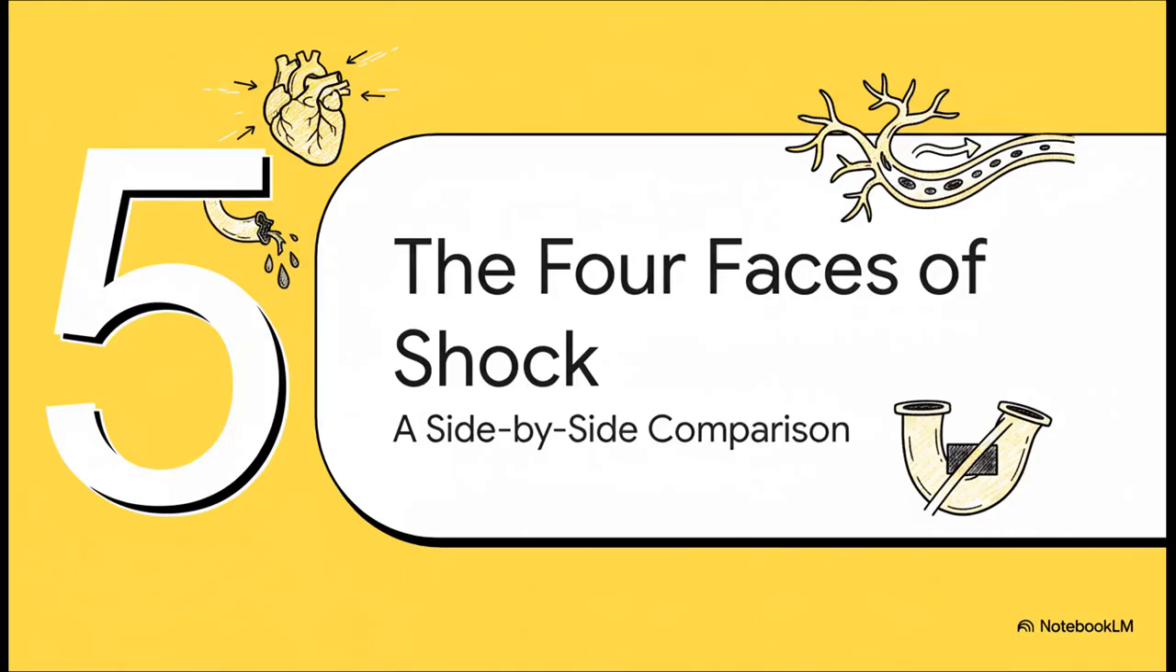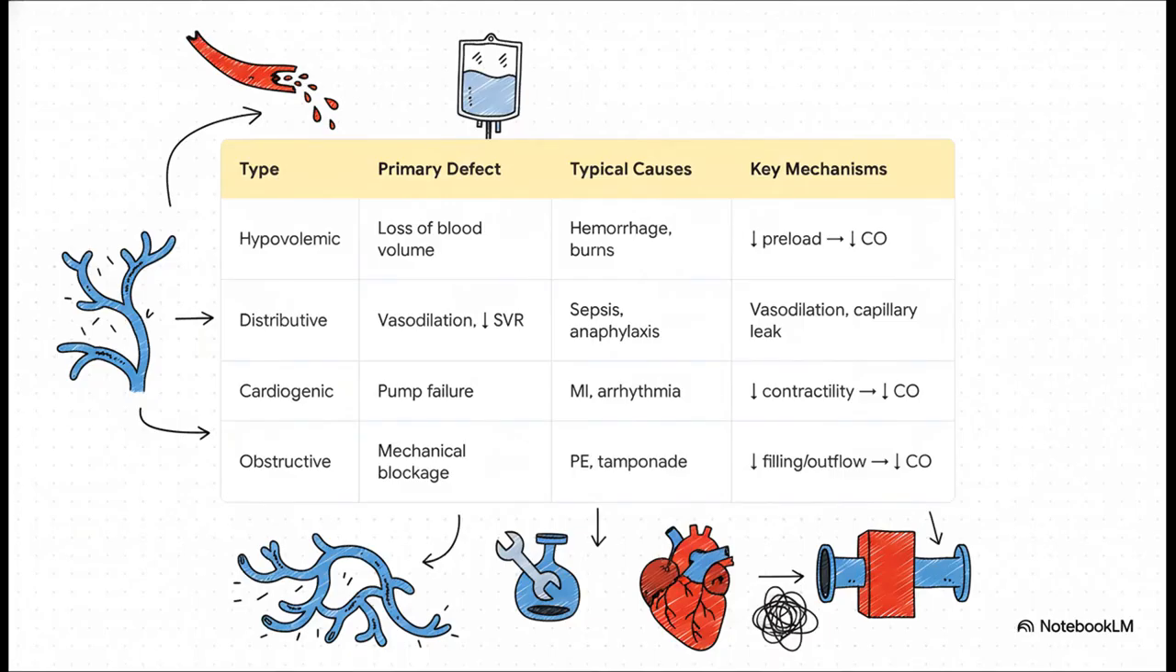Okay, so we've met our 4 culprits. Now let's line them all up, side by side, so we can really see what makes each one unique and how we can tell them apart. This table just lays it all out perfectly. Let's look at that primary defect column, because that's the key. Hypovolemic, it's a volume problem, not enough trucks. Distributive, it's a pipe problem. The roads are too big. Cardiogenic, a pump problem. The engine is broken. And obstructive, a blockage problem. There's a roadblock. See? Each one attacks the system from a totally different angle.